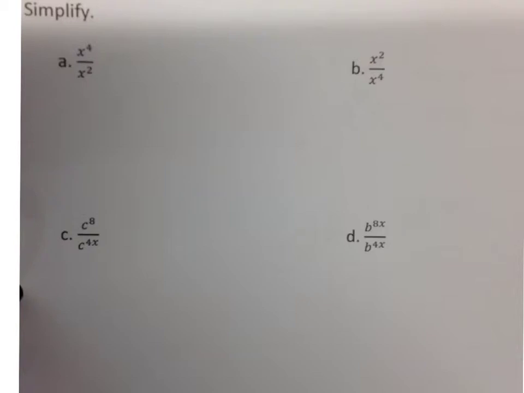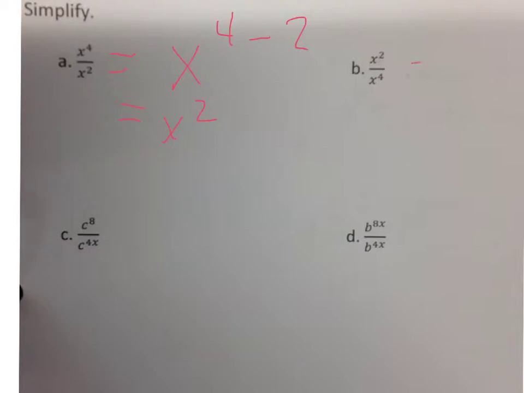So I find it difficult to remember when the variables should go in the denominator or the numerator. So I'm going to look at a couple examples and explain how we know. So if you look at the first one, we're going to subtract our exponents because we're dividing. So we'll have x to the 4 minus 2, and that's going to equal x squared.